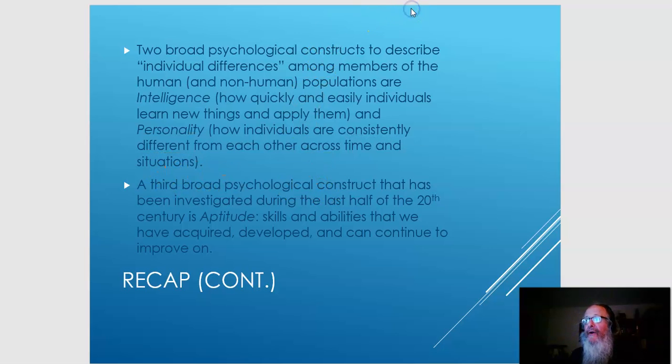And then we talked about a third broad psychological construct that has received a lot of attention during the last half of the 20th century: aptitude, which refers to skills and abilities that we have already acquired, developed, and can continue to improve on. And we talked about how aptitude is related to intelligence, but it's not exactly the same thing. And in many ways, aptitude scores are probably better predictors of specific kinds of success than intelligence scores are, at least in terms of career and work kinds of success.